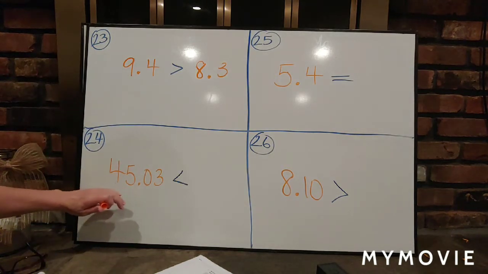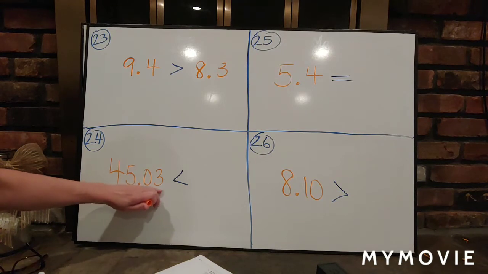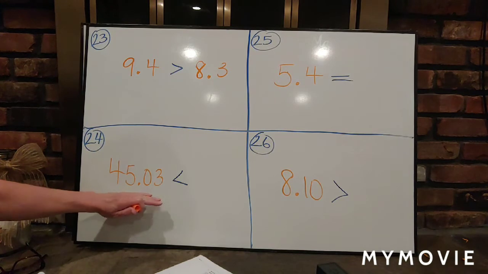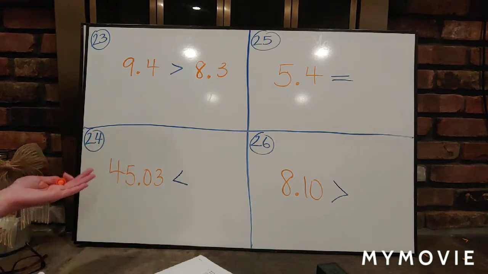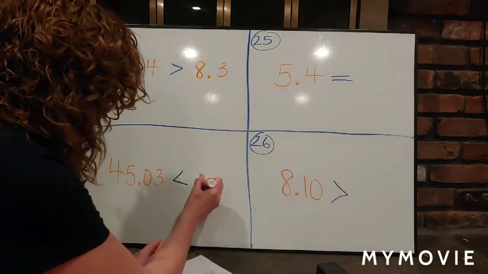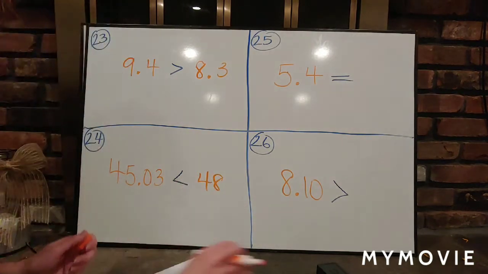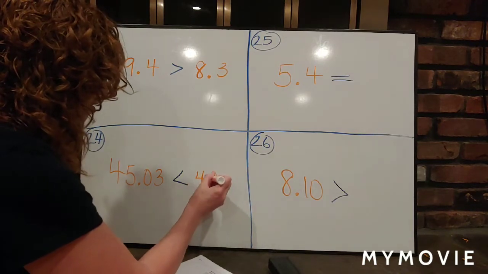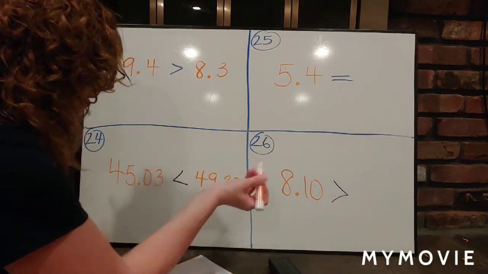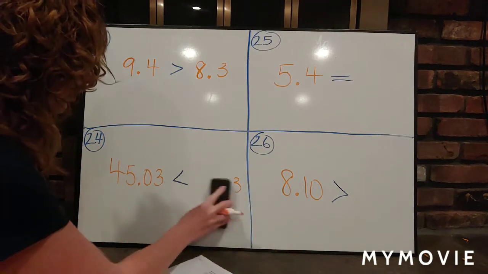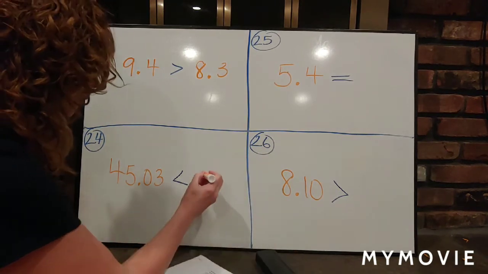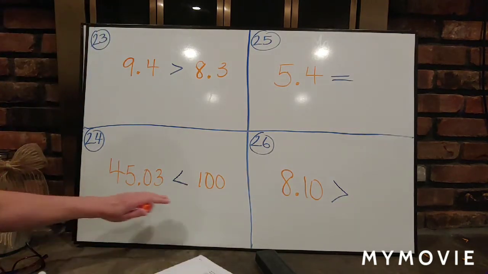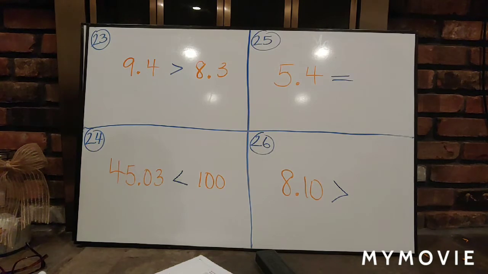All right, so here it's 45 and 3/100 is less than. So we need a number bigger than this number. And it doesn't even have to have a decimal if you don't want it to. It could be 48. Or it could be 49.33. Or it could be 100. Any number that's bigger than 45 and 3/10.